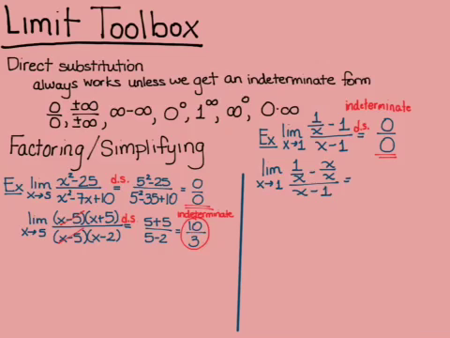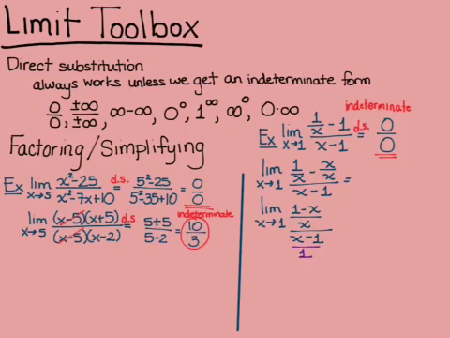So let's try to simplify the numerator. I start by finding a common denominator for the numerator, which in this case seems to be x. So I'll have 1 over x minus x over x, all divided by x minus 1. Now I combine the numerator into one fraction, so I have the limit as x goes to 1 of 1 minus x over x, all divided by x minus 1.